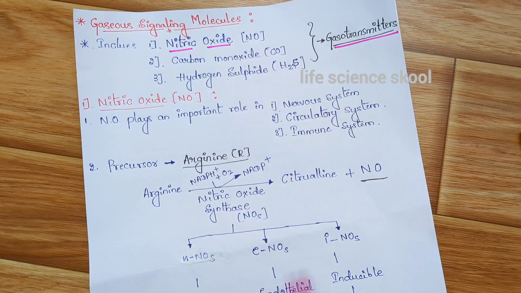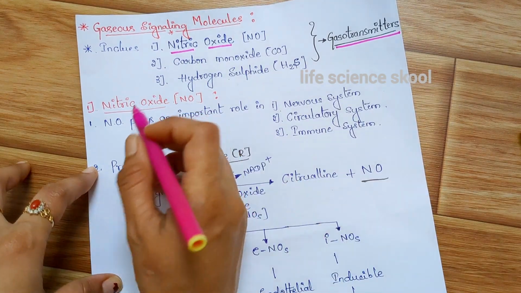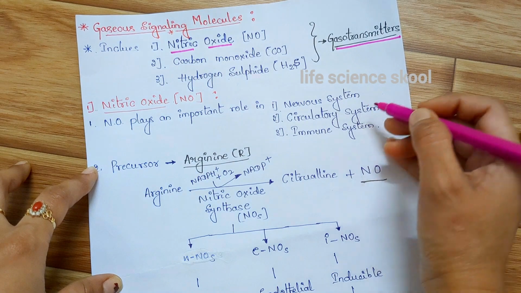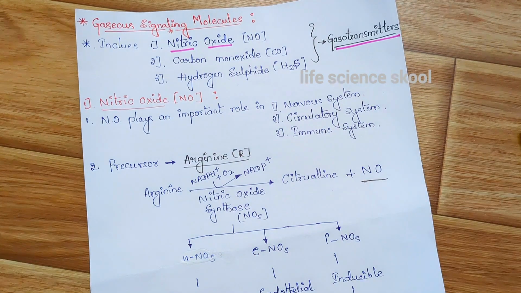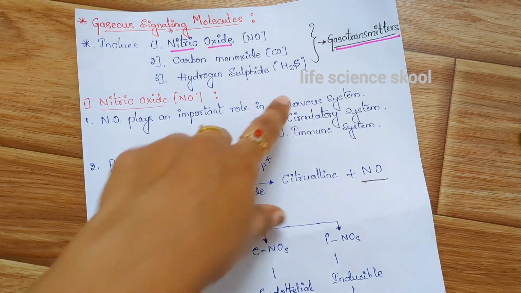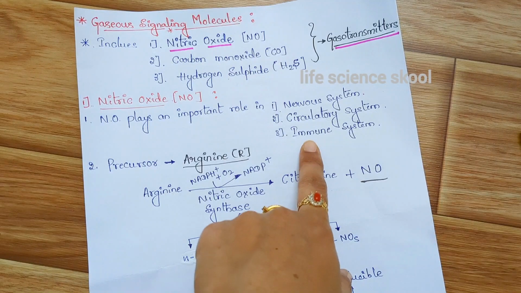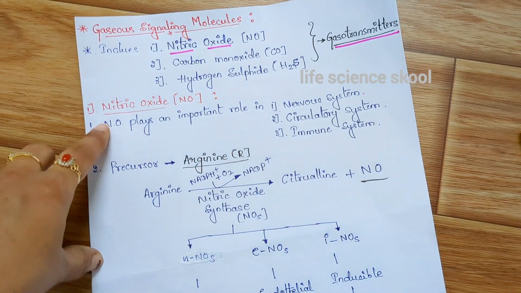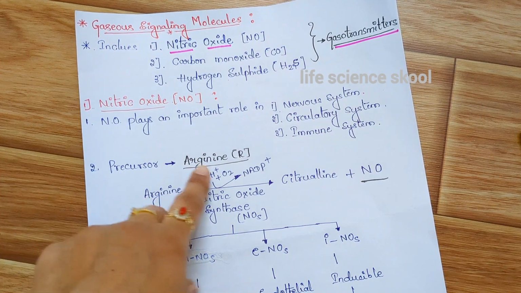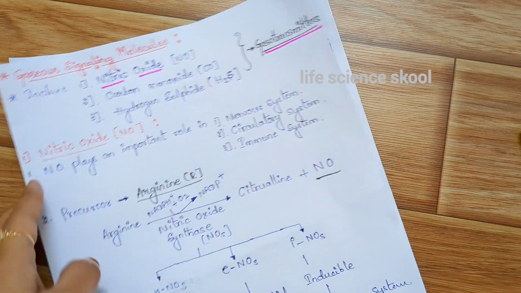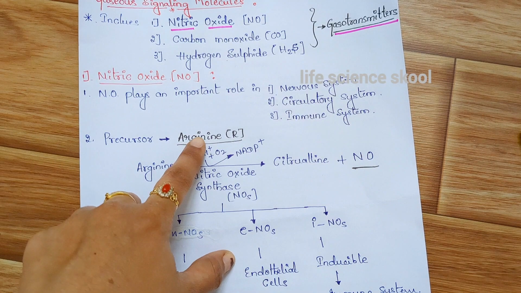Let me explain the first point here. NO plays an important role in the nervous system, circulatory system and immune system. It plays a major role in different kinds of systems. And the precursor of nitric oxide is arginine.